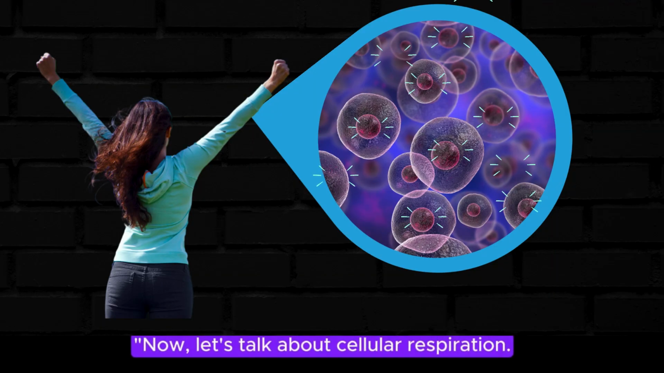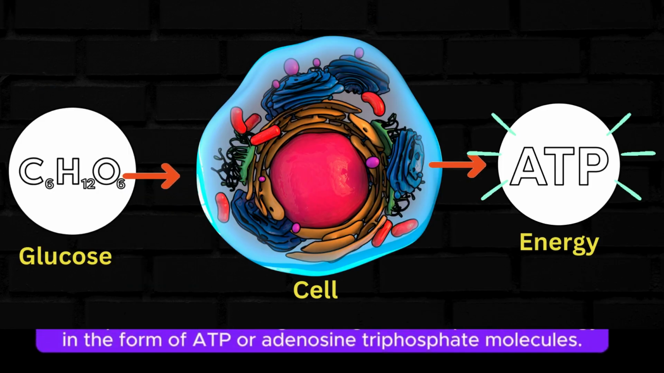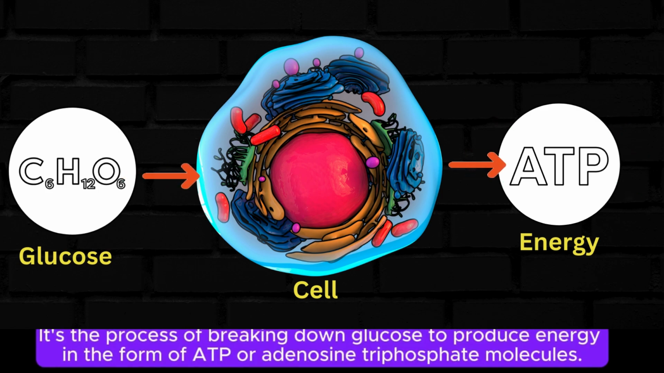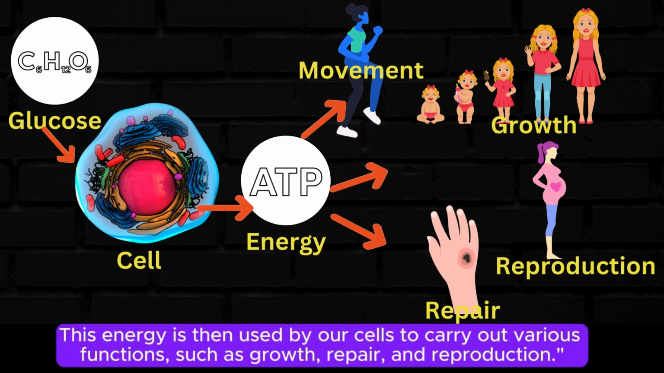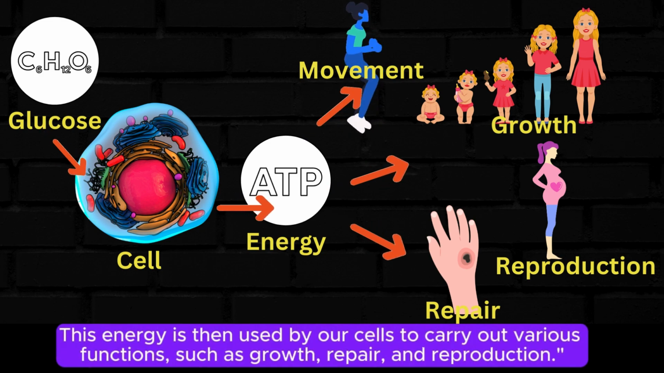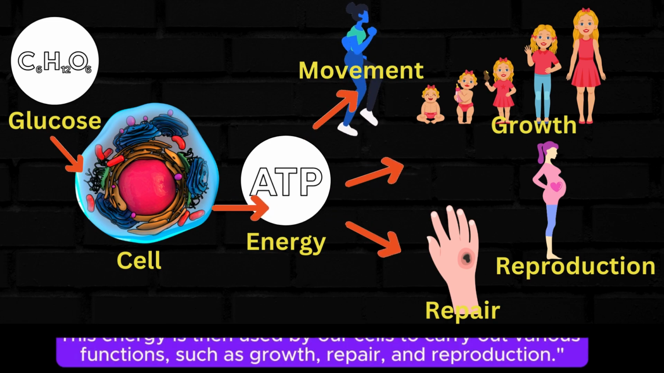Now, let's talk about cellular respiration. This is a biochemical process that occurs within our cells. It's the process of breaking down glucose to produce energy in the form of ATP, or adenosine triphosphate molecules. This energy is then used by our cells to carry out various functions, such as growth, repair, and reproduction.